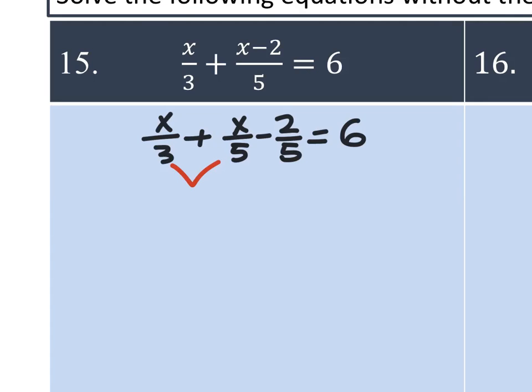Now that's 1/3 of an x plus 1/5 of an x. Now if you were to add these together, you need common denominators. I just use a calculator. 1/3 plus 1/5 shows me as 8/15 of an x. I still got the minus 2/5, and this equals 6. Now to isolate these x's, the 8/15 x, I need to zero out that negative 2/5. So add 2/5 to both sides.